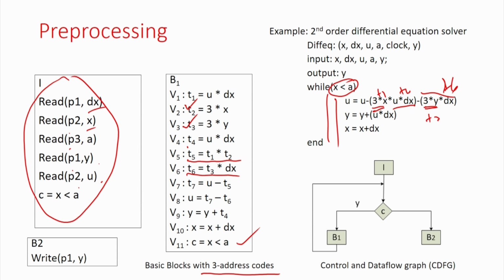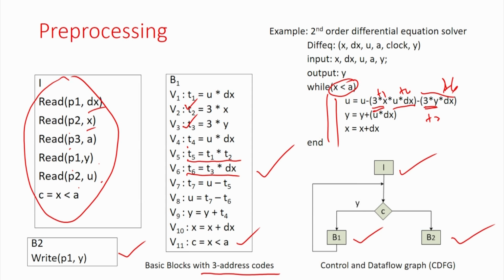So, I have 3 basic blocks, and that is what I have shown here. That is the input basic block, where I am doing all these reading operations. This is the basic block where I am doing the loop body, and this is the output port, this is B 2, and this is the while loop. This is called a control and data flow graph. So, we extract a control and data flow graph from this behavior, which consists of a set of basic blocks and their control flow. So, we have done 2 things: we break the big expression into 3 address code, and we extract a control and data flow graph out of it. So far, this is what we have done in the pre-processing steps.